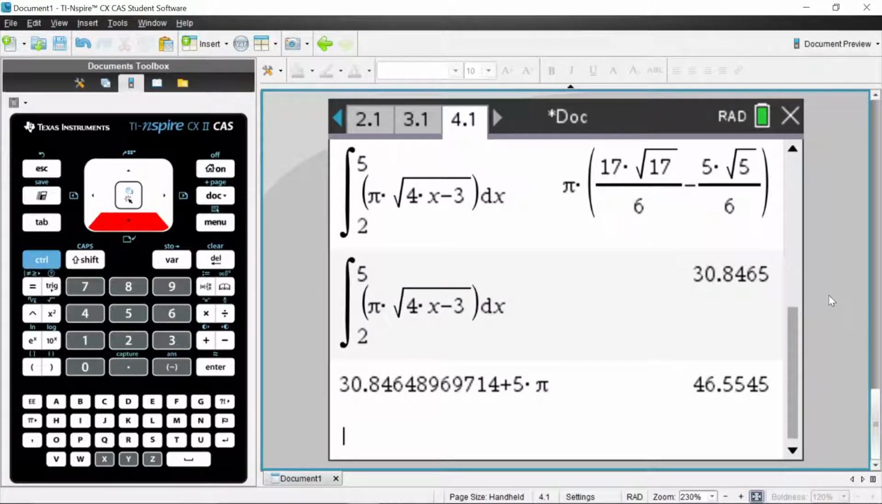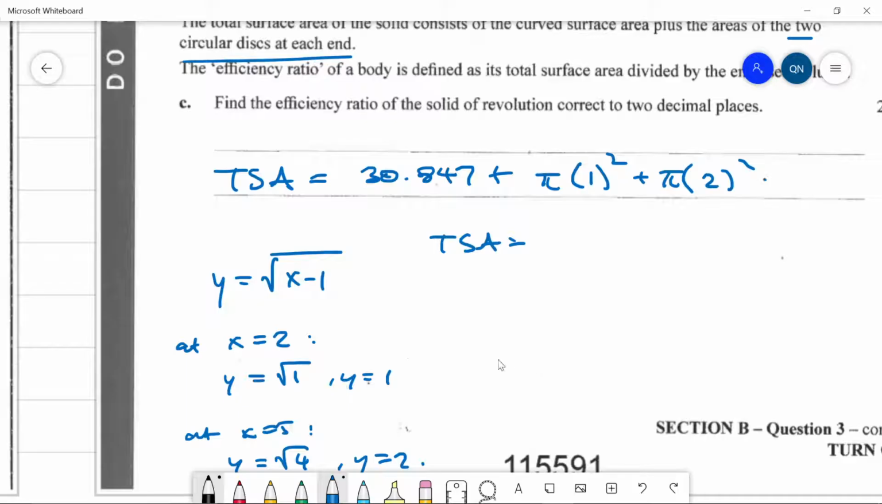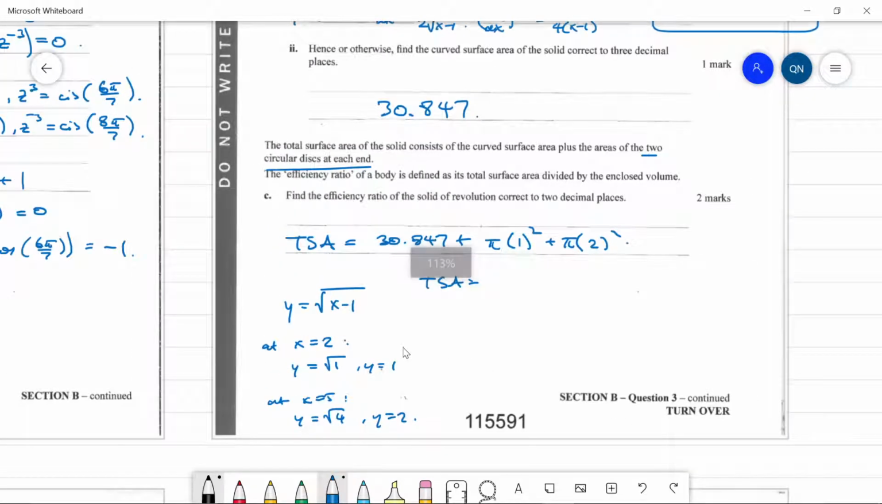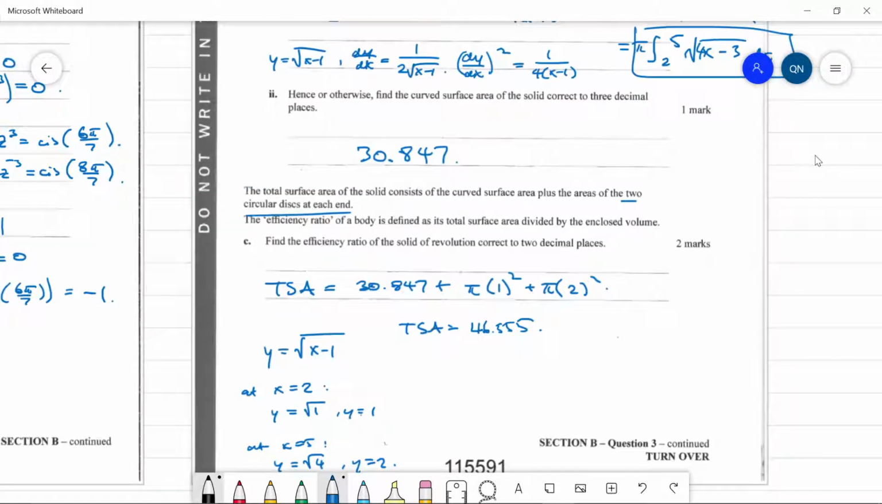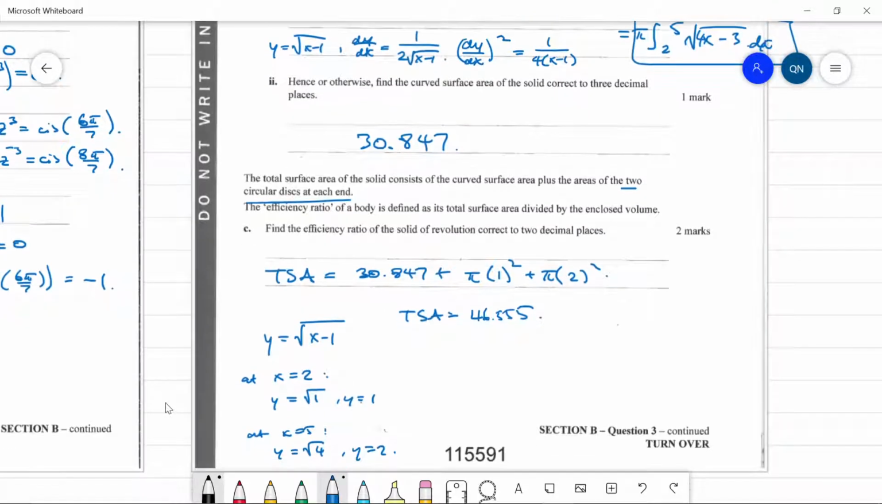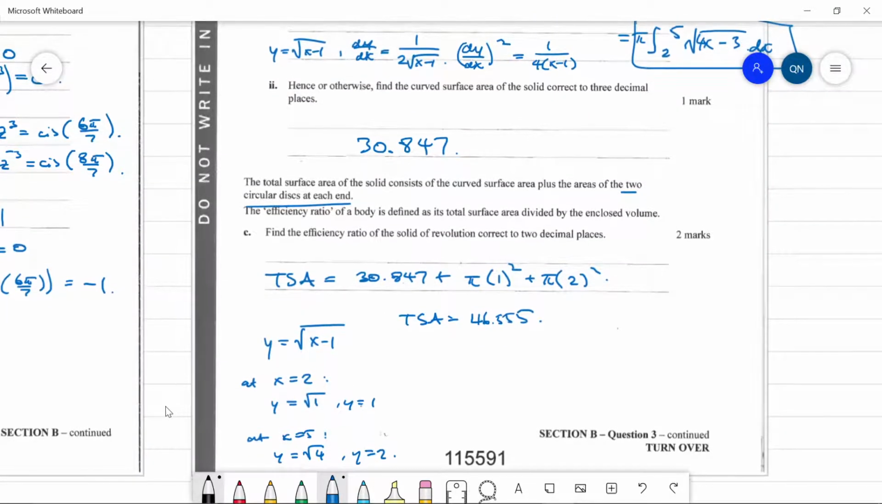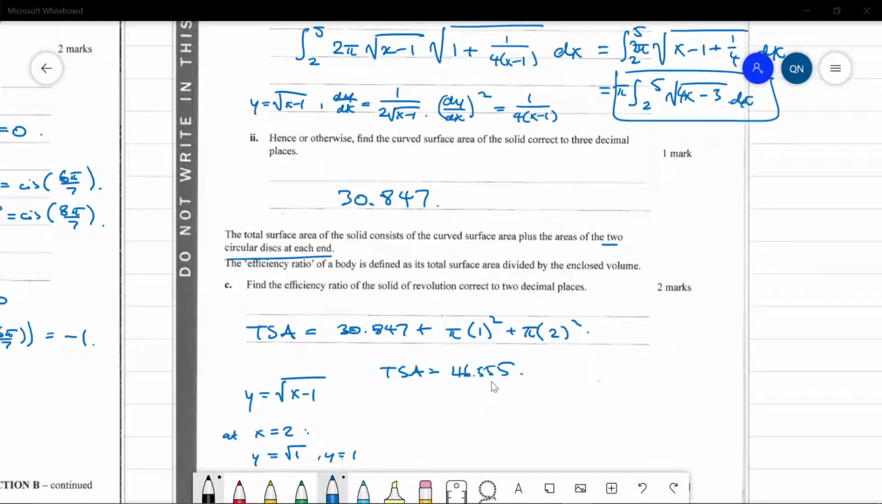That's 46.555. Let's make sure I got everything right. So we have the surface area, 30.847. It should be 1, which is the radius of the start, and then 2 is the radius of the other end. So yeah, it's 46.555. Efficiency ratio, so we need to take this and divide it by the enclosed volume.